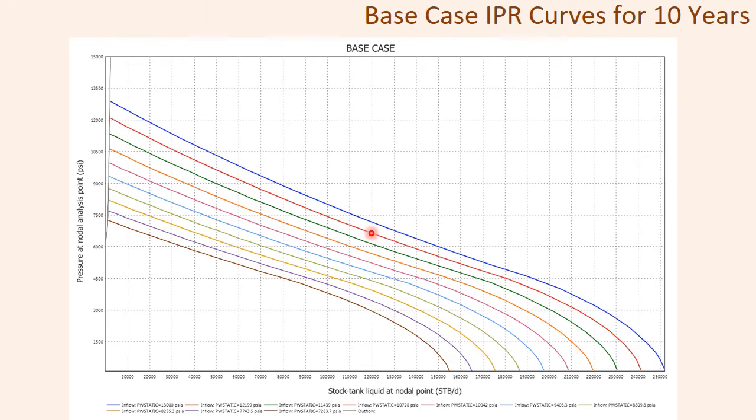This graph shows inflow performance rate, or IPR, drop over 10 years for our base case. This blue line right here is our initial production for the first year, and so on and so forth till we get to our 10 years at the very bottom here.